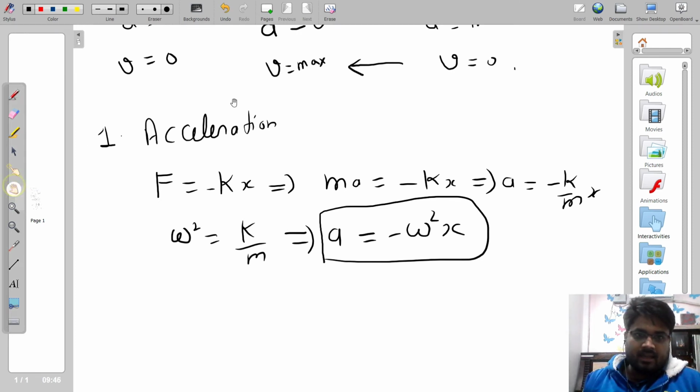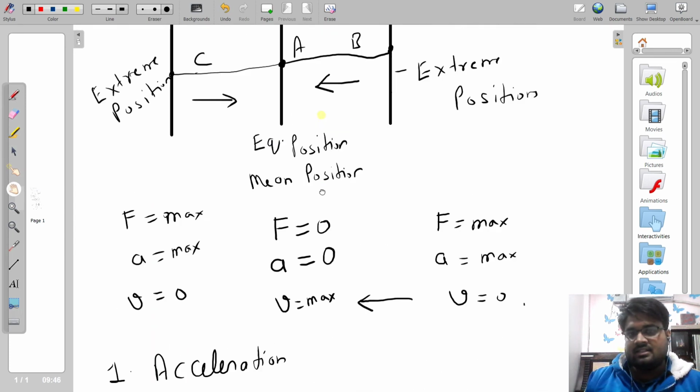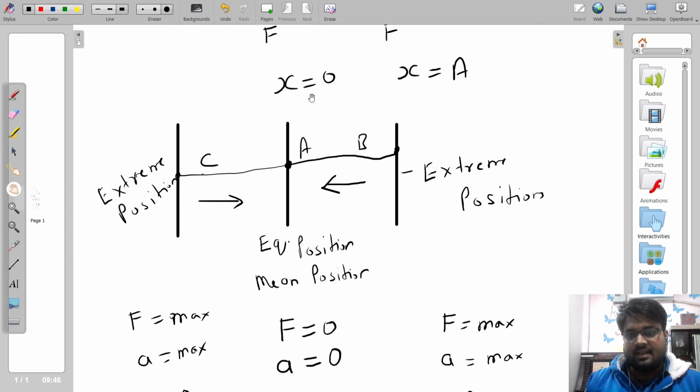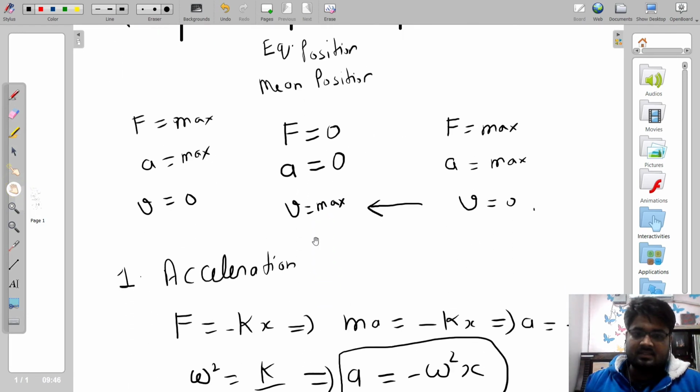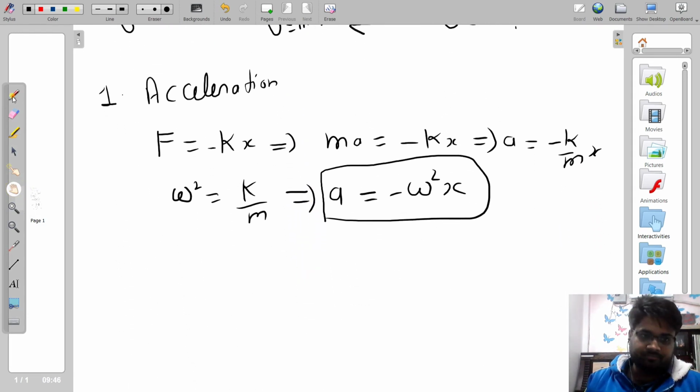So as we can see previously, a is 0 at the mean position, so at the mean position x is equal to 0. So because of that acceleration is 0, because at mean position the displacement is 0 and a is directly proportional to the displacement.